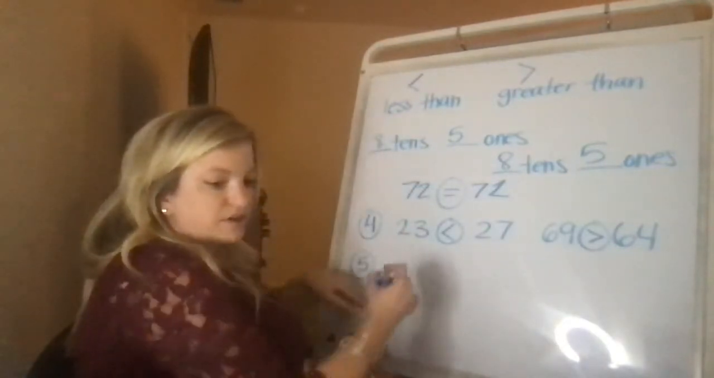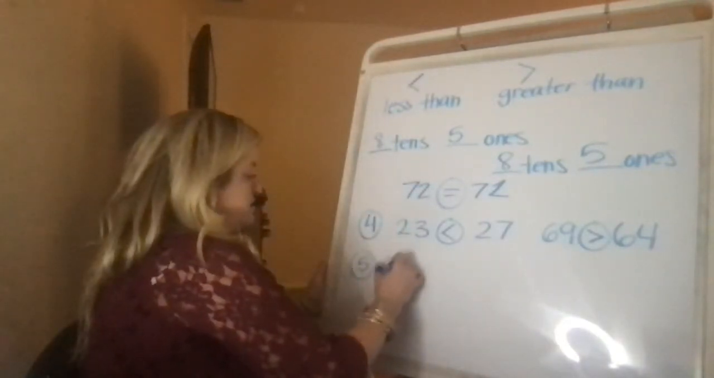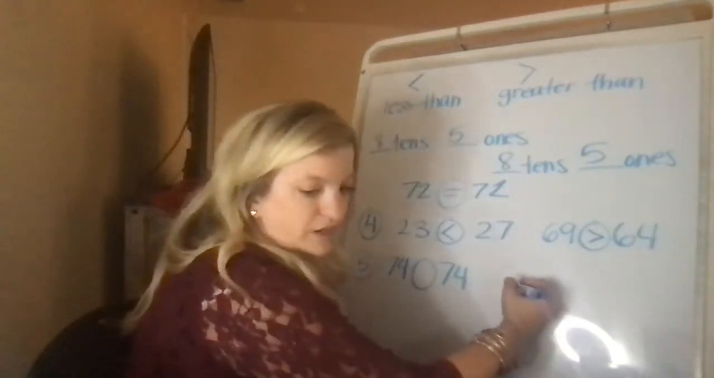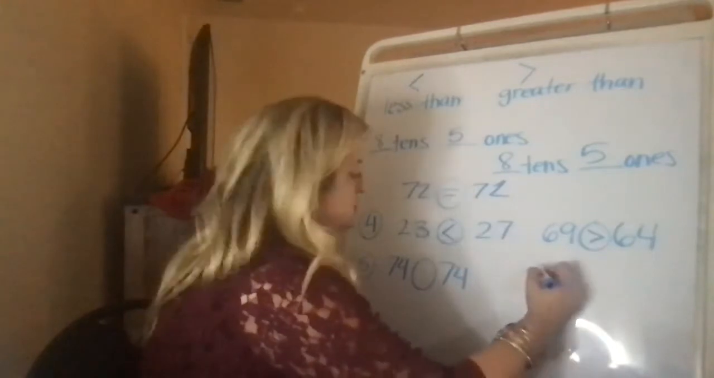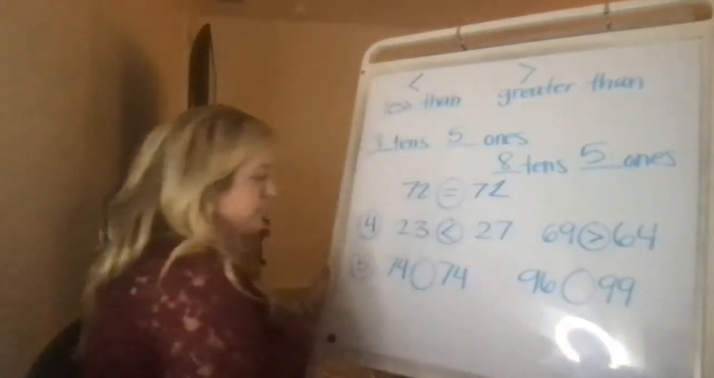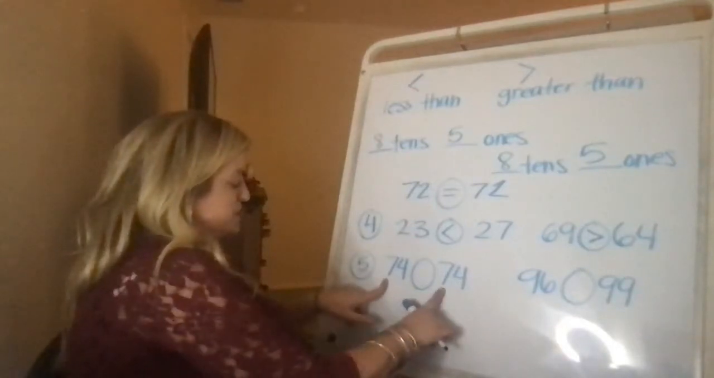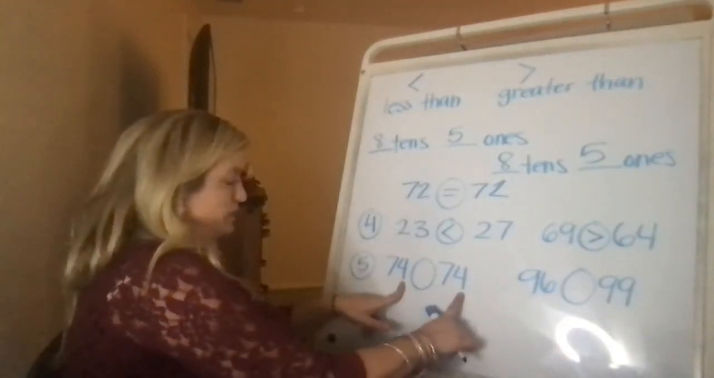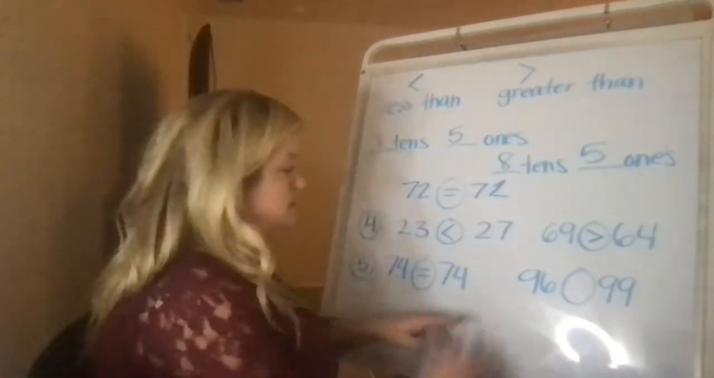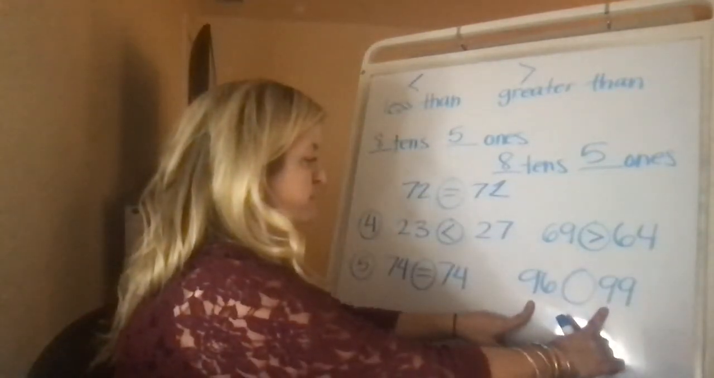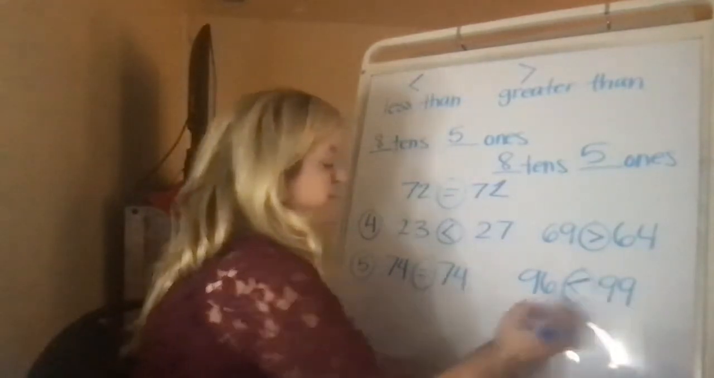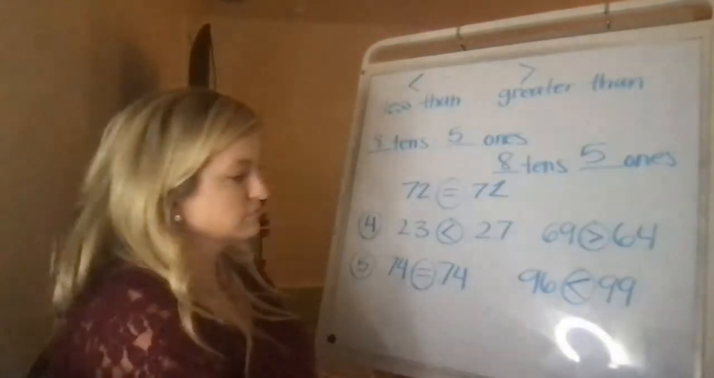Number 5, it has 74 and 74. And then over here, 96 and 99. So check the tens, they're the same. The ones, they're the same. This one is equals. Check the tens, they're the same. Check the ones, the 9 is greater. There you go. Perfect.